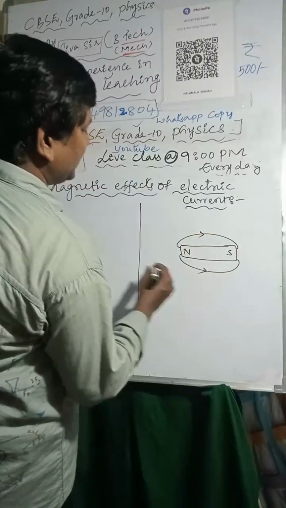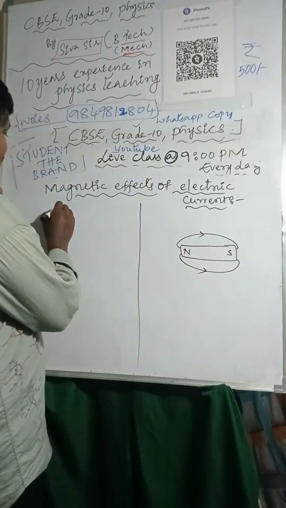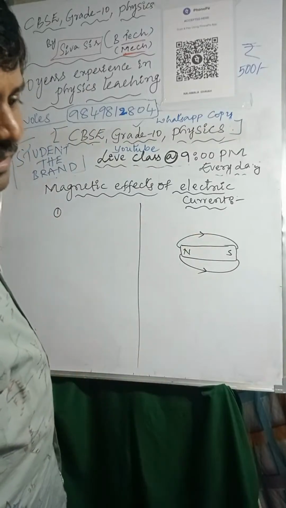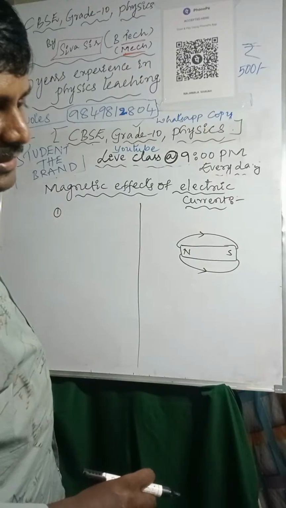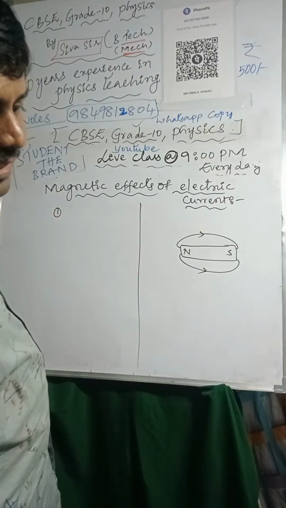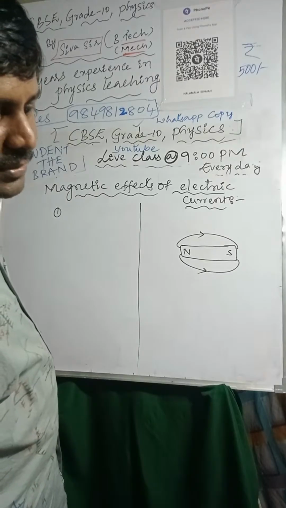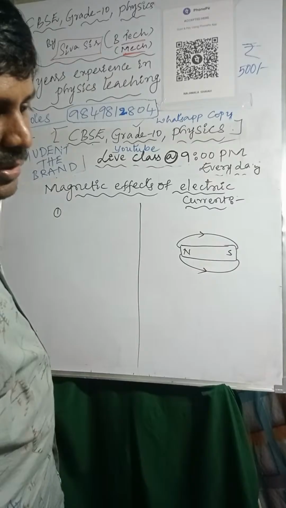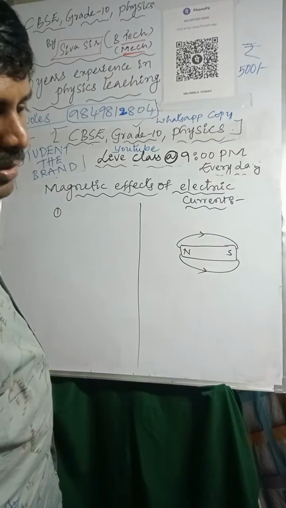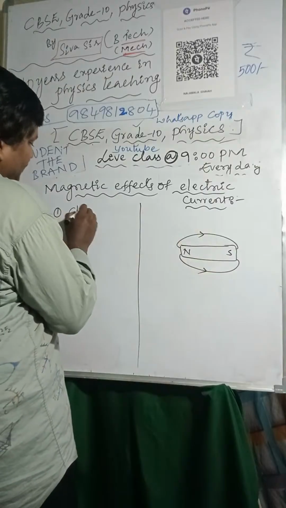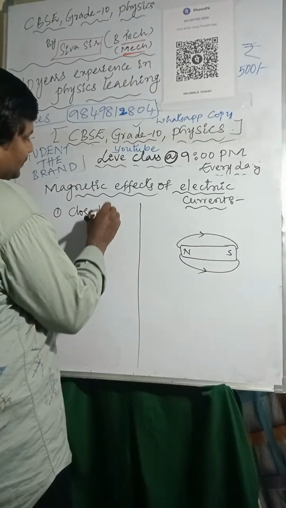So the first point is that magnetic field lines are closed loops. If you see, these magnetic field lines are closed loops. First point is closed loops.